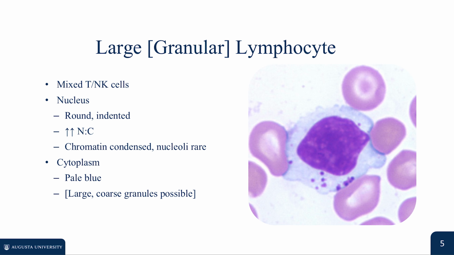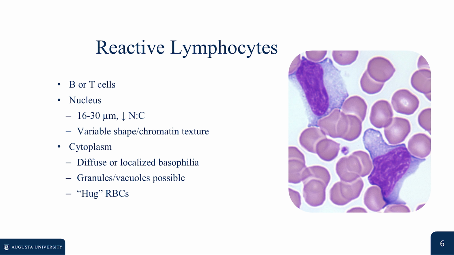From a lineage perspective, LGLs represent a specialized circulating subset derived strictly from T-cell or NK cell populations. B lymphocytes do not assume this granular morphology under normal or reactive conditions. When assessing LGLs, immunophenotyping typically reveals markers such as CD3 for T-cell variants or CD16 and CD56 for NK cell variants. Next, let's analyze reactive lymphocytes, which are also known as atypical or variant lymphocytes.